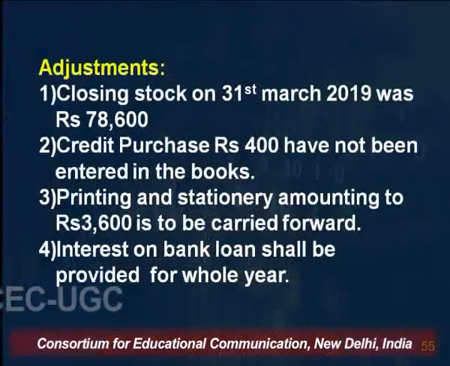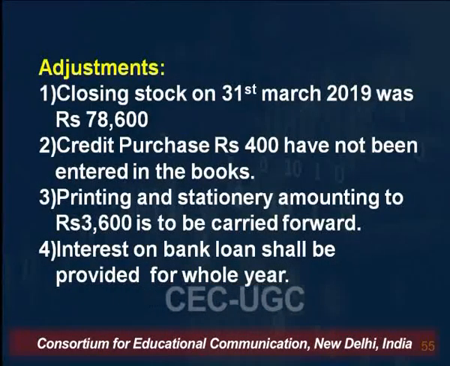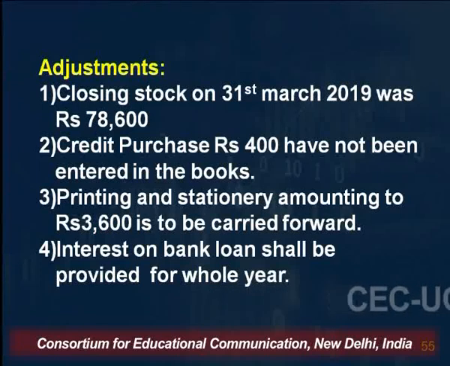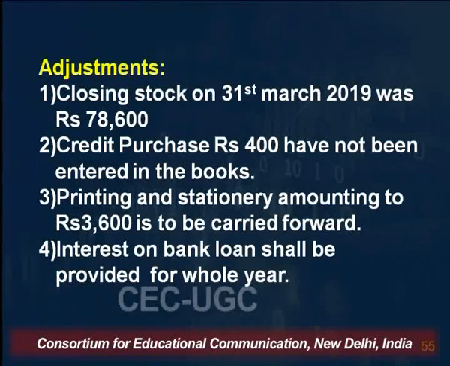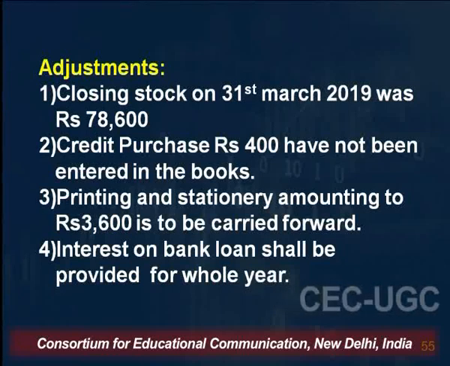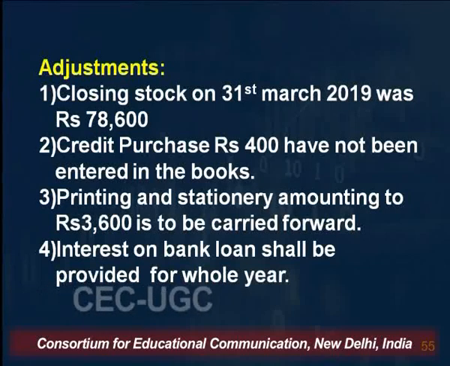Now, let's talk about the adjustments which are given outside of the trial balance. Remember one thing, the adjustments which are given outside of the trial balance have to be recorded at least at two places. That means this will affect at least two accounts. The first item given here is closing stock on 31st March 2019 was 78,600. This closing stock is given outside of the trial balance. It will affect the trading account, and this will also be shown in the balance sheet.